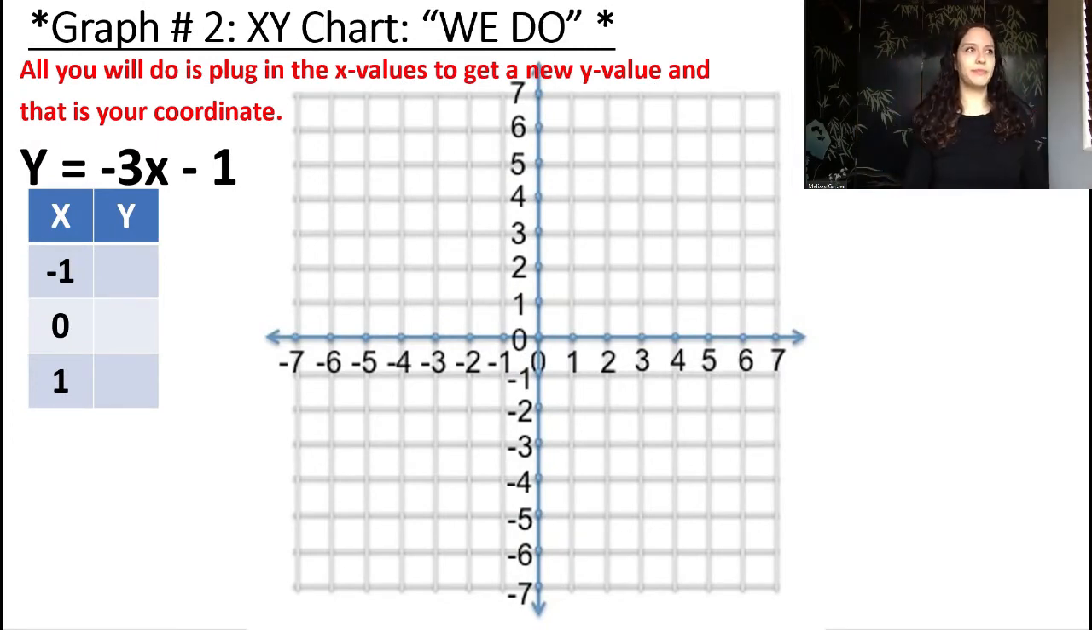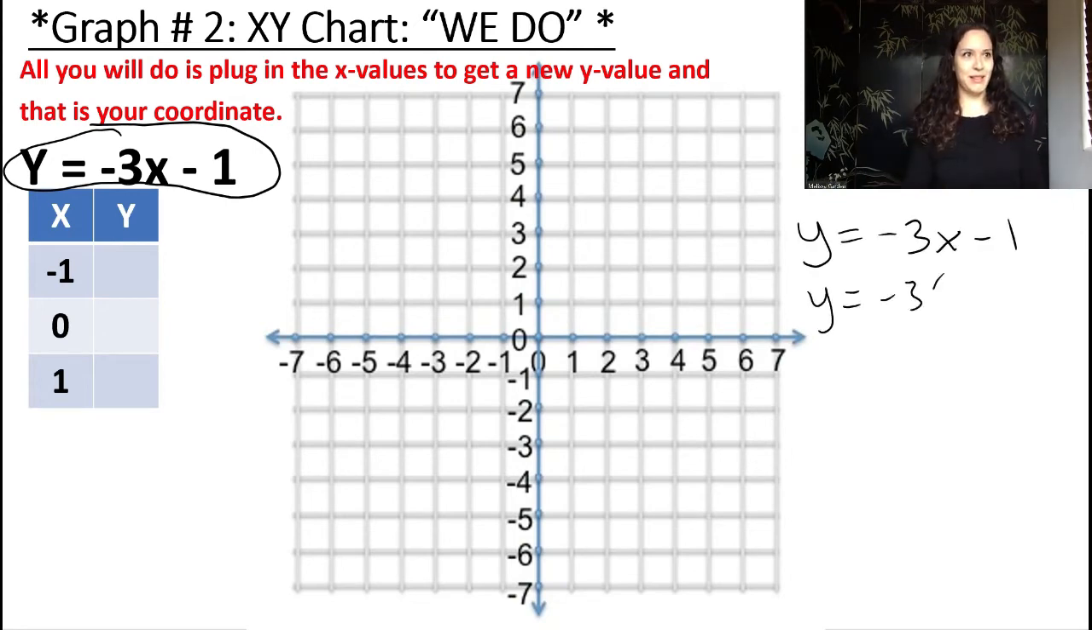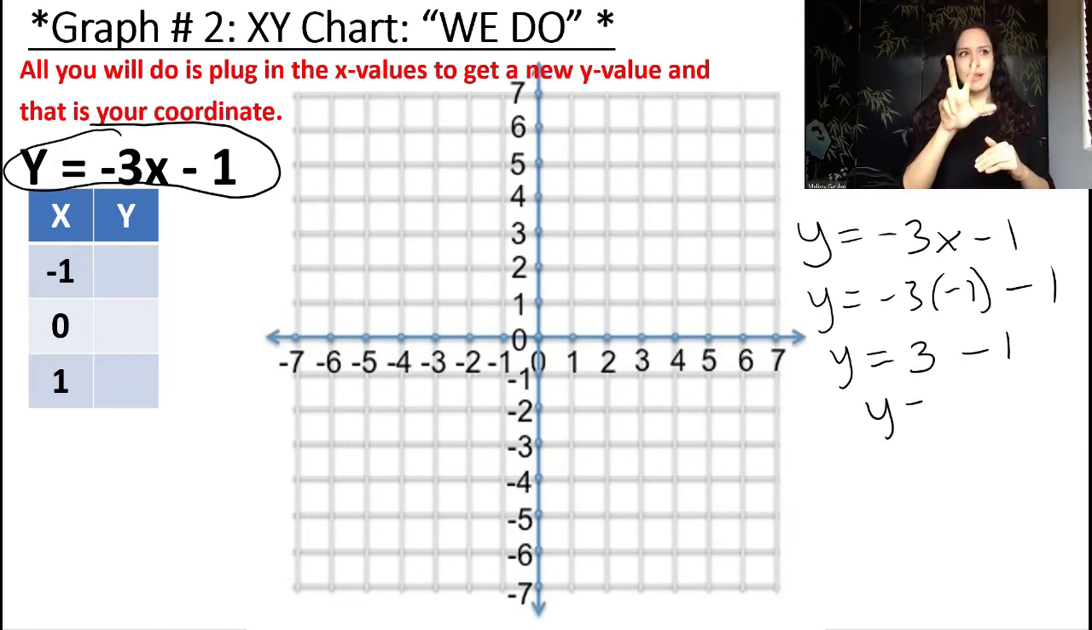All right, here's another one. I need to graph this line, y equals -3x minus 1. I'm just going to plug this stuff in. So y equals -3 times -1 minus 1. Y equals -3 times -1 is 3, minus 1. So y equals 2.